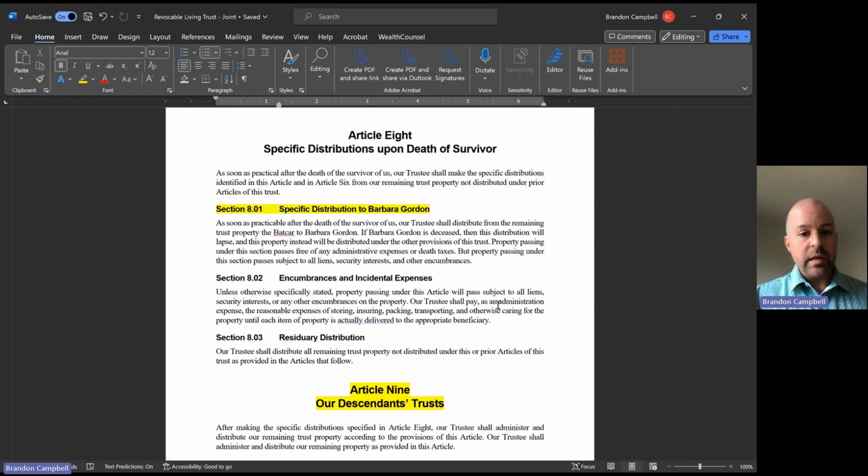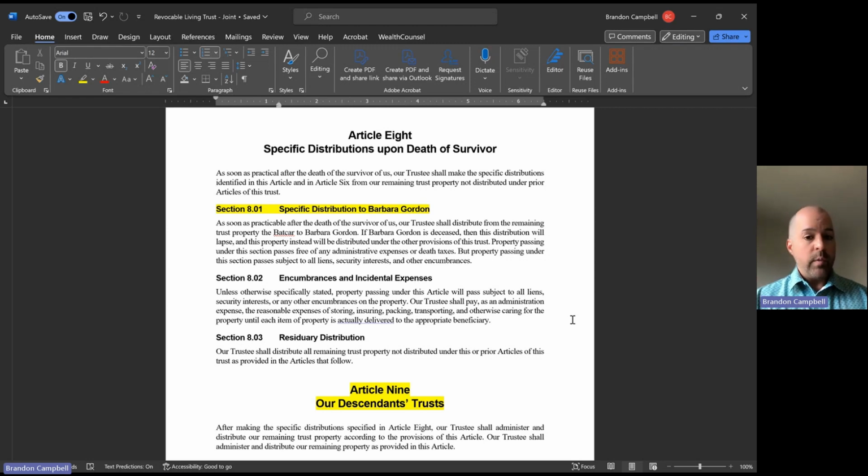So you might see this in a separate article like Article 8. You might see it in a prior article, such as where we had that section regarding the personal property. But in the course of gifts, we can take specific dollar amounts like $10,000, or we can take specific assets such as this rental property or this car, and we can distribute them somewhere other than where they would naturally go. So if you have a specific gift, it'll usually be called specific distribution or specific gift.